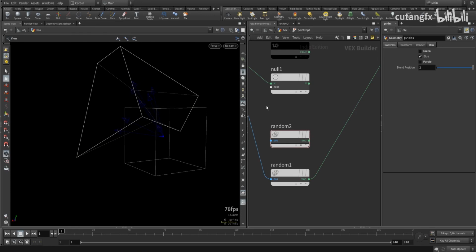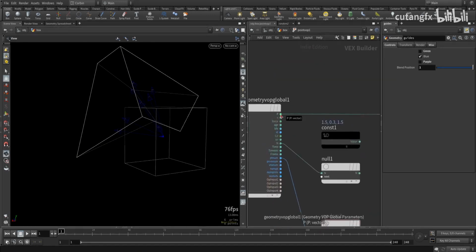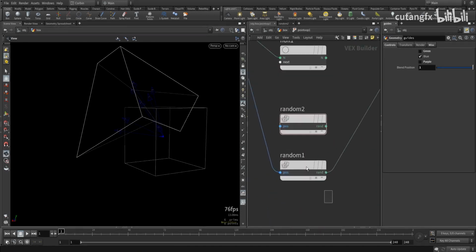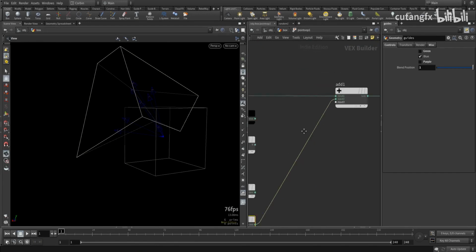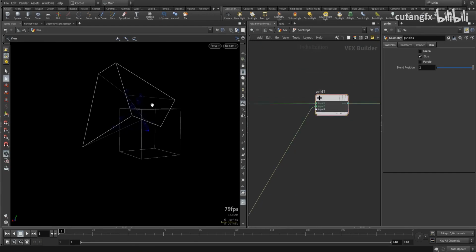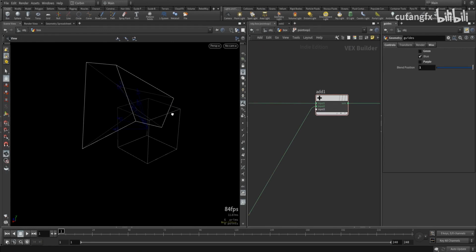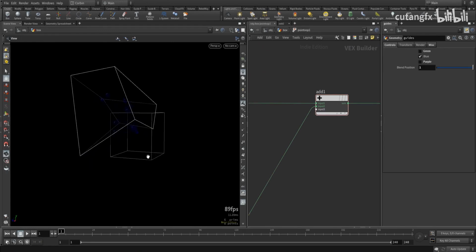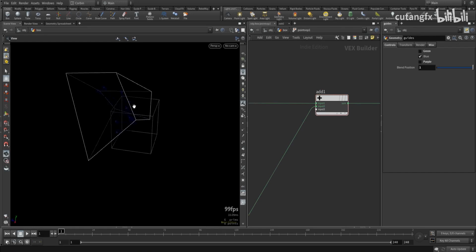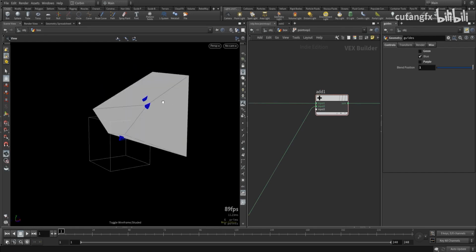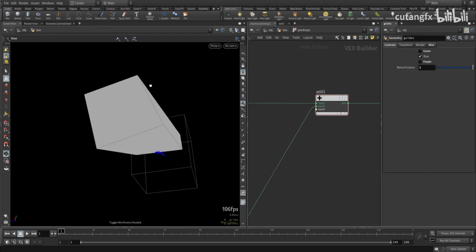So every point now has its own point position, but it also has a random vector. And when we add those two vectors together, it results in a random position for every point. And that's why the cube gets deformed. It used to be just a normal cube, and now it's this weird, strange, arty shape.